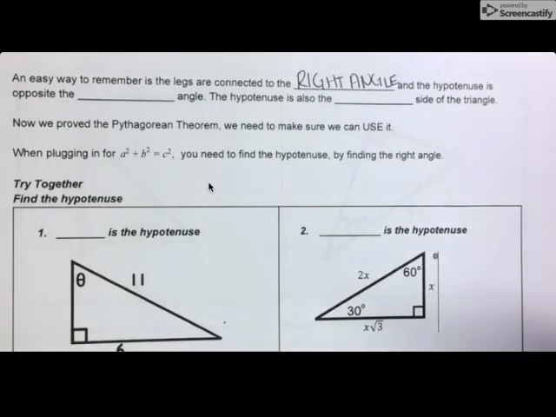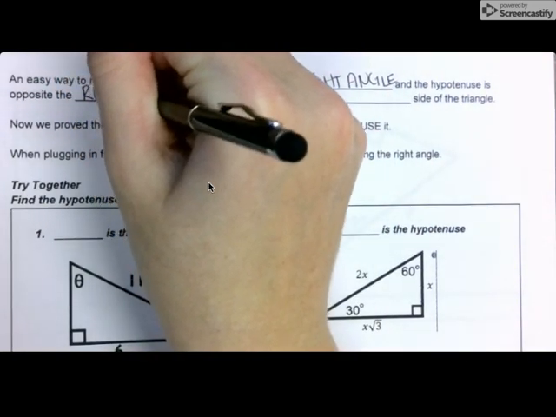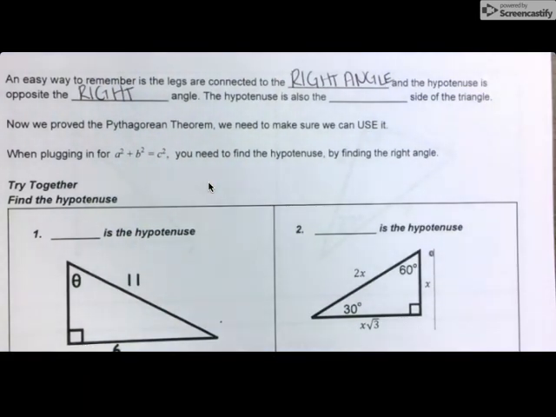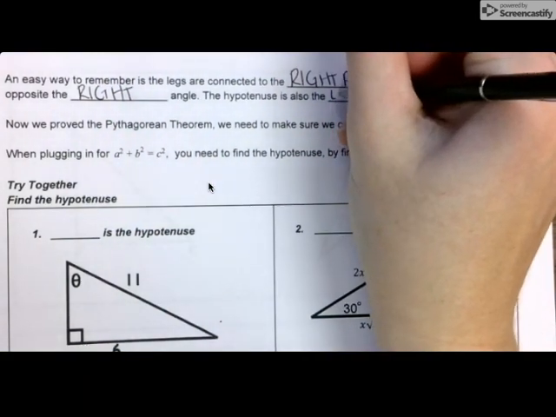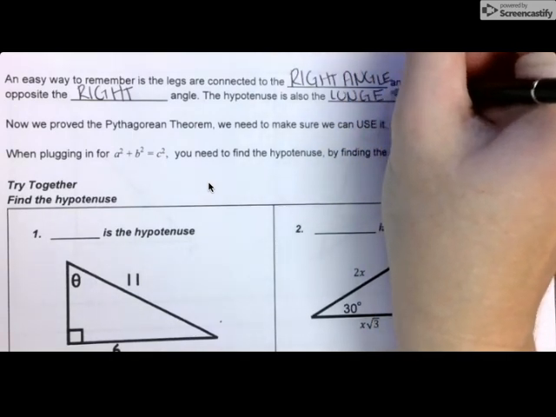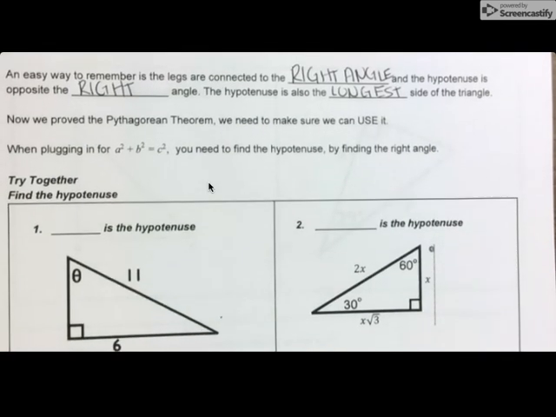Okay. And the hypotenuse is always opposite the right angle. The hypotenuse is also the longest side of the triangle. Okay? Now that we've proved it, we can use it. And we need to make sure we can use it.